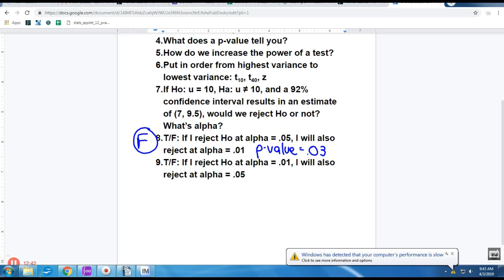Does it make sense that if it's smaller than 0.01, it's also smaller? You know, if I have less money than 1 cent, do I also have less money than 5 cents? Yeah. Any questions on any of that?